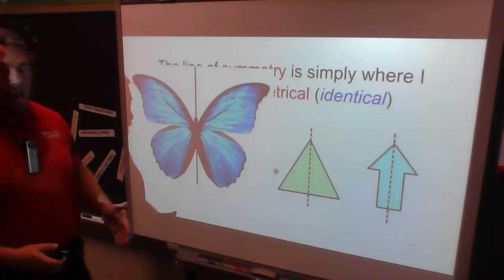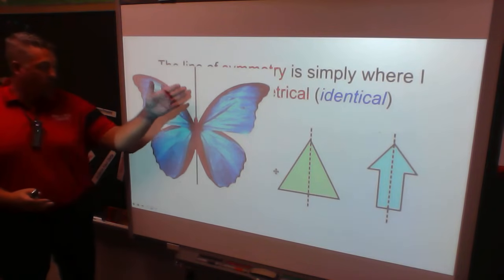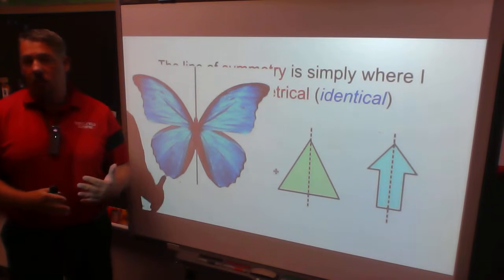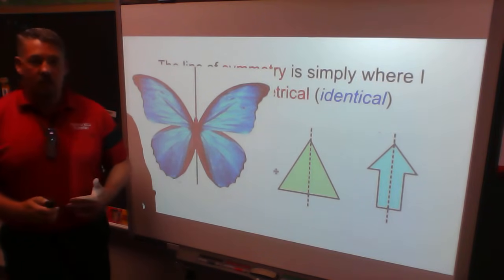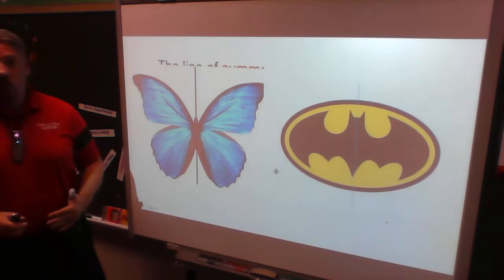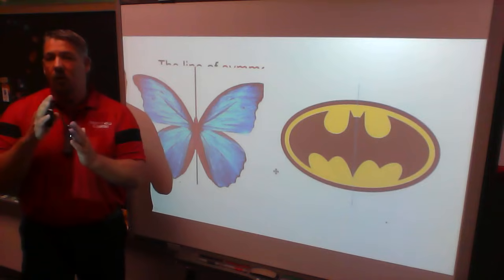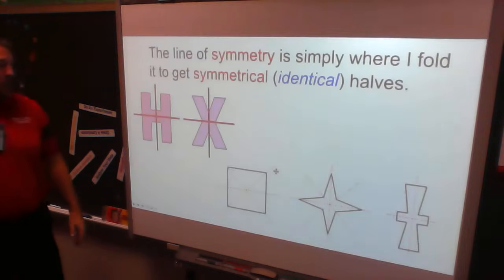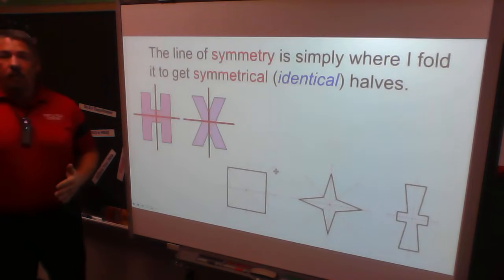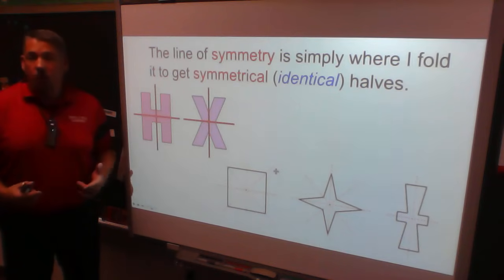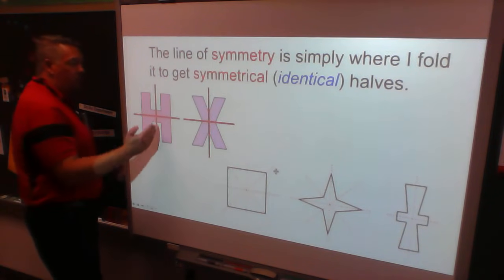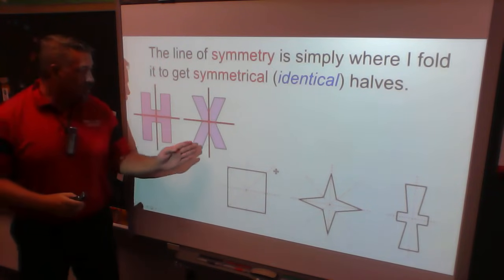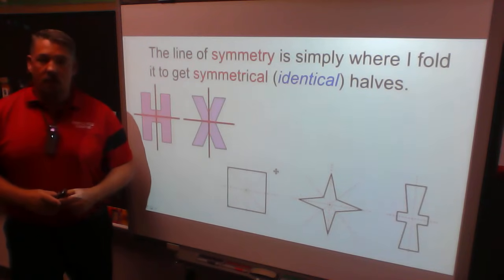Things in nature often have lines of symmetry. If I took a butterfly and it goes straight down the middle, there's a line of symmetry. When some artists work, they make sure that their opposite sides have lines of symmetry, such as the Batman symbol. If I fold it in half, it is identical on both sides, so it has a vertical line of symmetry. Some of our letters will have lines of symmetry. Some of our letters have multiple lines of symmetry. This not only has a vertical line of symmetry, but the H also has a horizontal line of symmetry. X's have vertical and horizontal lines of symmetry.